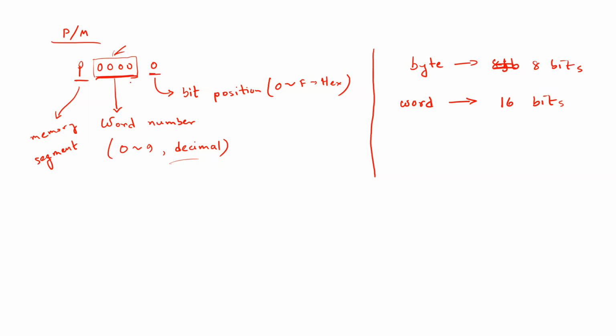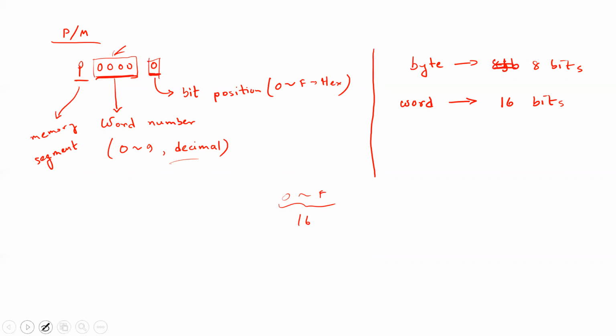And among the 16 bits, which bit we want to indicate specifically, that is indicated by this bit position. So it could be from 0 to F. So you know, for hex digits, 0 to F contain 16 different numbers. So using these hex numbers, among the 16 different bits for a particular word, which bit is being indicated, that is denoted by this last bit.